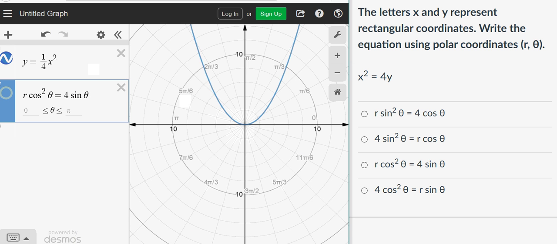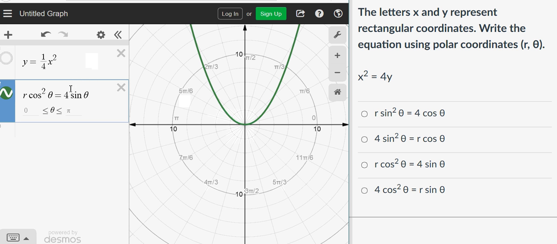Again, in Desmos, you can input this equation, x squared equals 4y, or y equals 1 over 4 times x squared. You can also input your equation in this way, that would be this: r cosine squared theta equals 4 times sine theta. You also get the same picture.